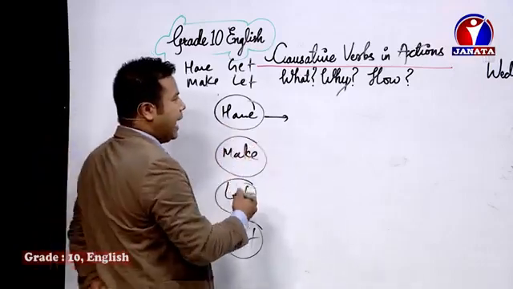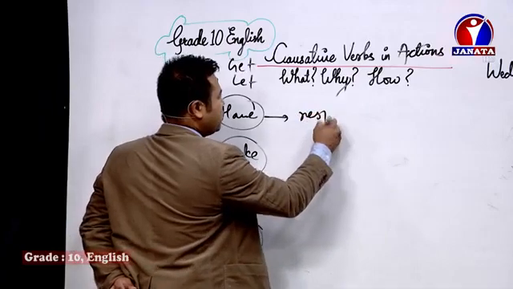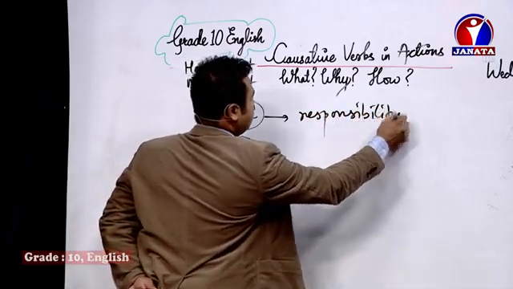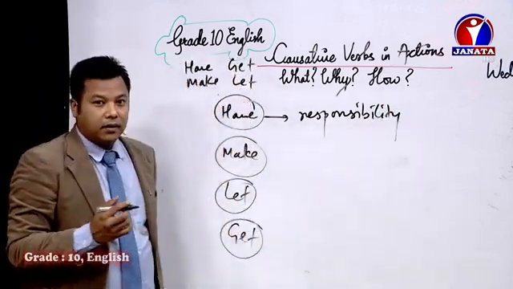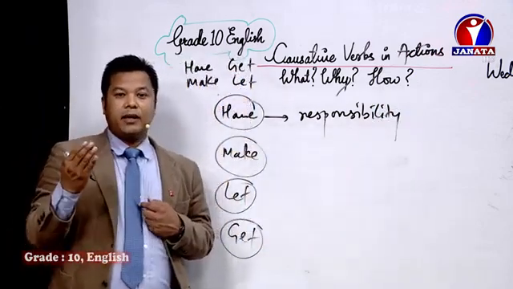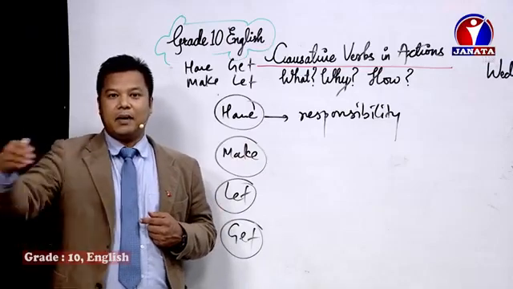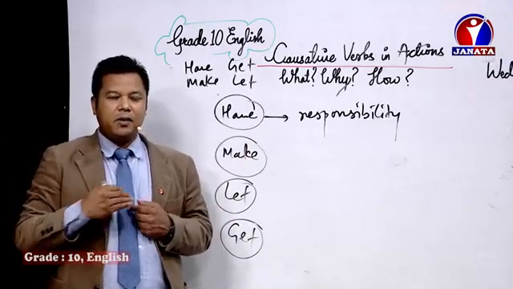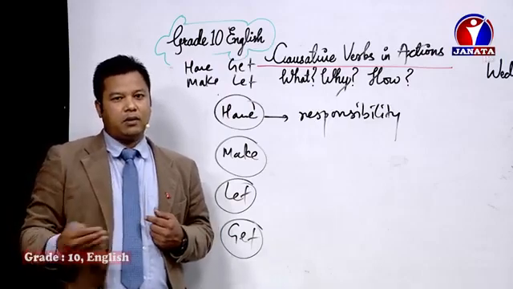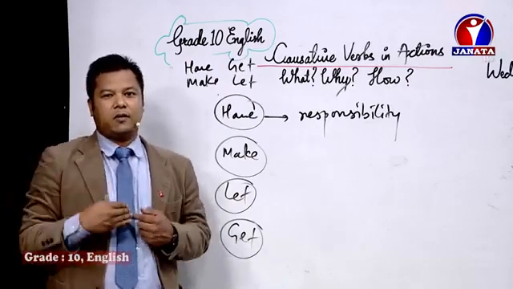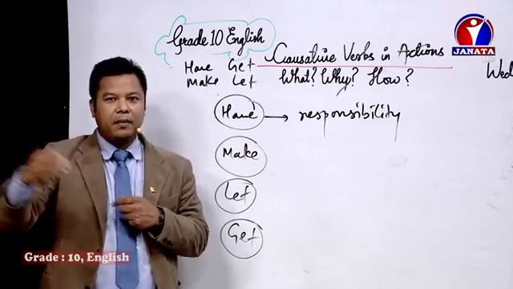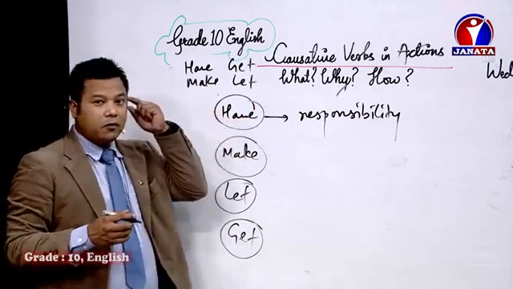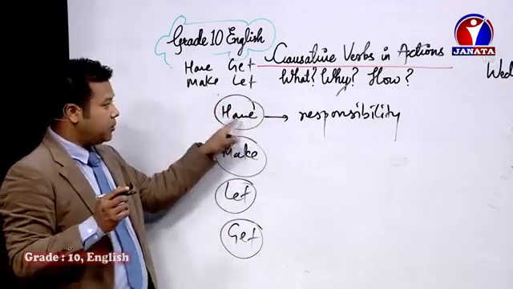If I'm using have, it actually tells me something about responsibility or duty. Like if I'm a boss working in an office, I have my staff working under me. Am I supposed to do everything on my own? No, I won't. So I will have them do things for us, because it's their responsibility. I focus on the verb have. So if you want to focus on the responsibility concept, use have.